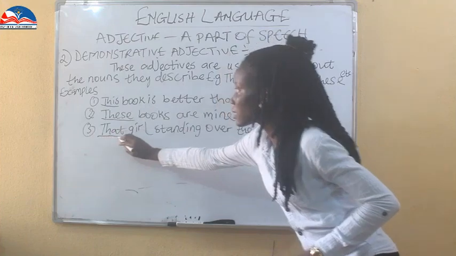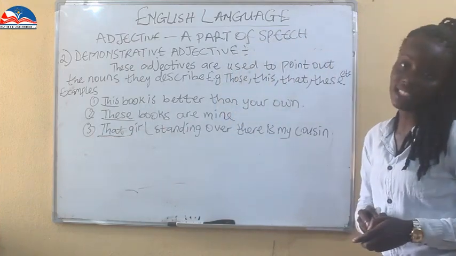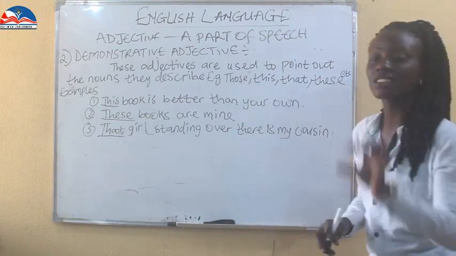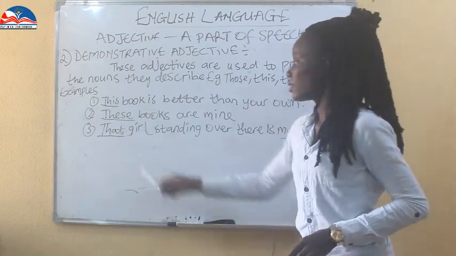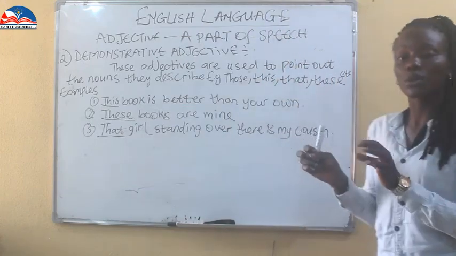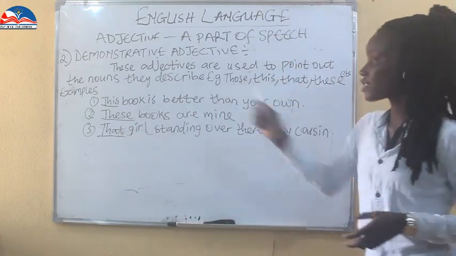That is the demonstrative adjective. These adjectives are used to point out the noun they describe. The noun girl, that, it is used to what? Point out the noun we are describing.